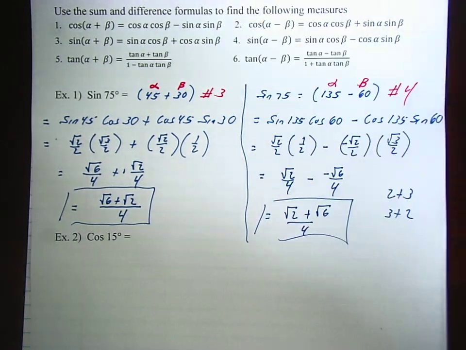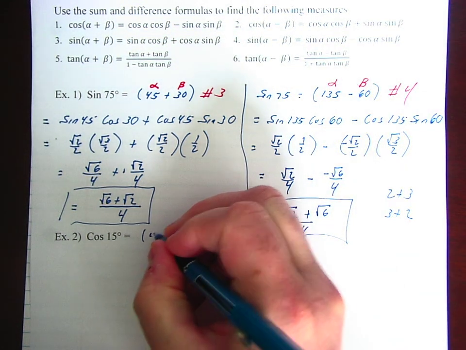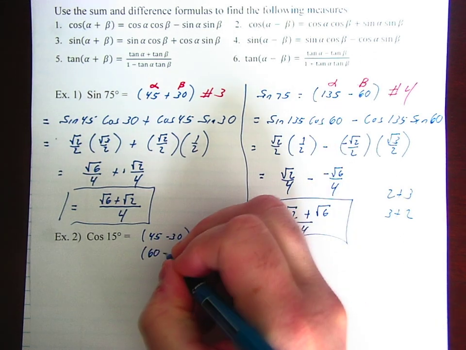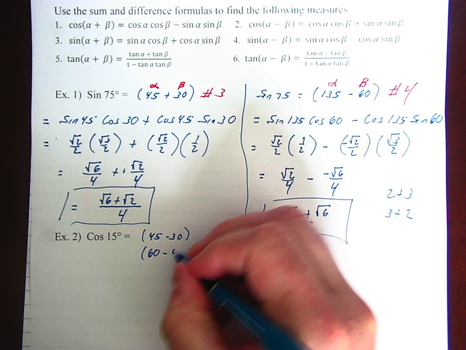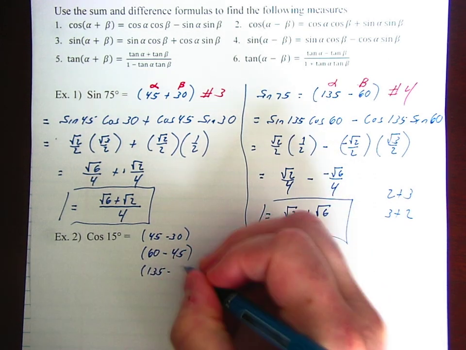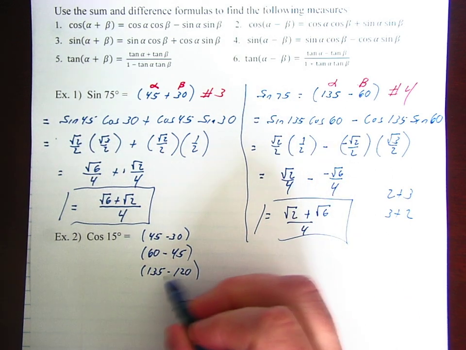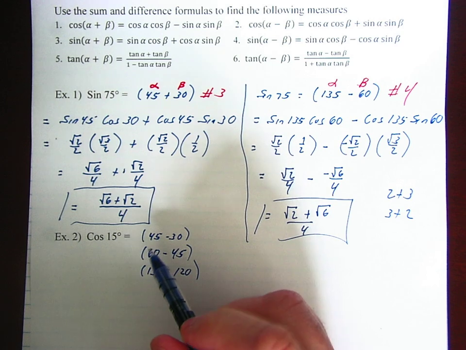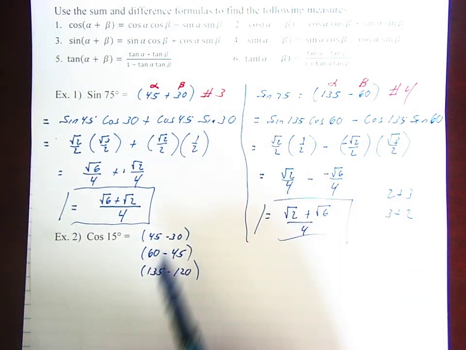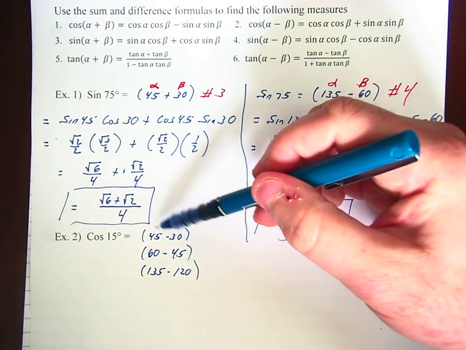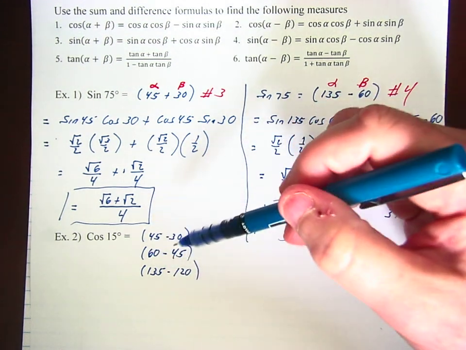But there'll be plenty of problems that you can't stay in quadrant 1. So maybe for 15, you do 45 minus 30. Maybe you do 60 minus 45. Maybe you do 135 minus 120. Now, I would never do that one because you've got all types of quadrant 2 angles, and you're going to have to do cosines in quadrant 2, where cosine is negative, so that's when it's going to get kind of ugly. So I would stay with quadrant 1 angles whenever possible.